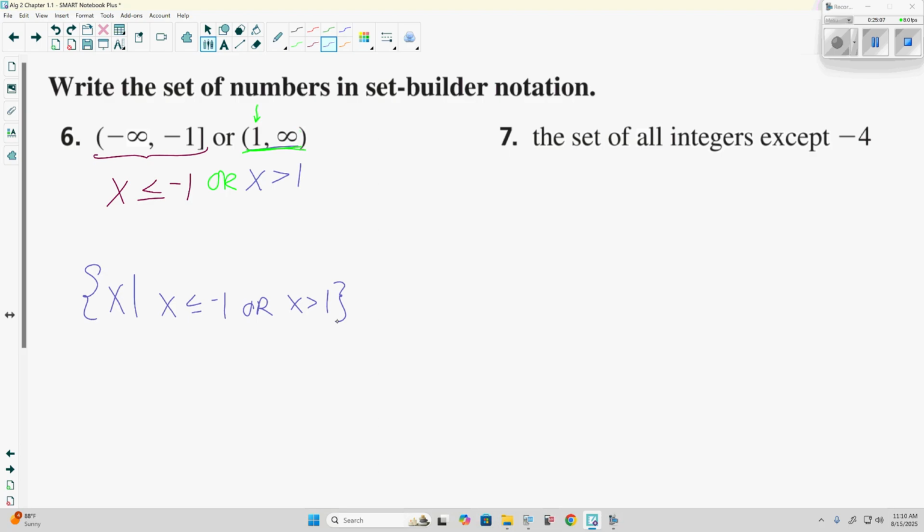And that's it. Now, unfortunately, unlike the last one, there are numbers between -1 and 1. We can't just say it's not equal to, like the last one. Because if we let x be 0, 0 is not greater than 1, and 0 is not less than or equal to -1. It does not work. So there is a gap between these two statements.